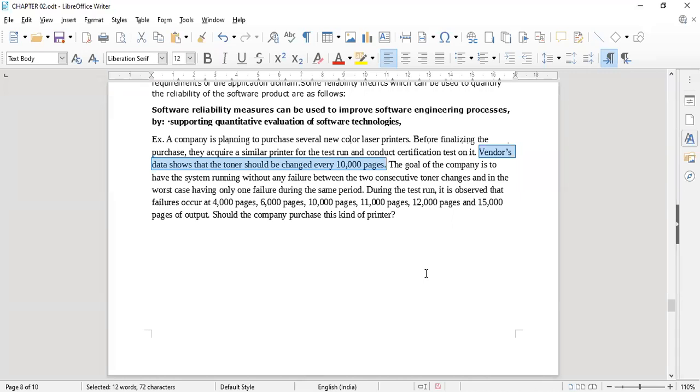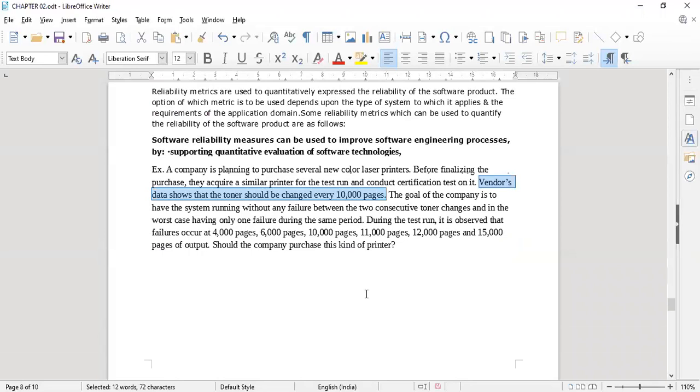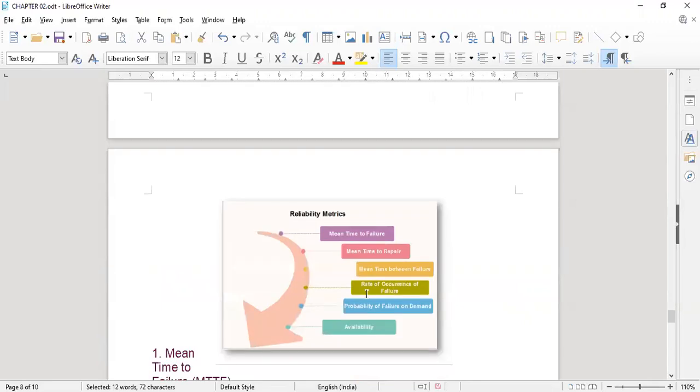So in this situation, would the company decide to purchase this printer? The answer is no, not at all. Why? Because according to the reliability, it cannot work. A lot of page faults occur. This type of execution is called quantitative evaluation, and it can be covered by our reliability metrics. So these reliability metrics can be used for quantitative checking of your software product.